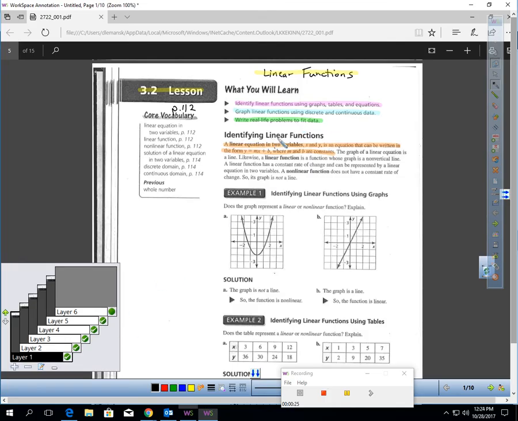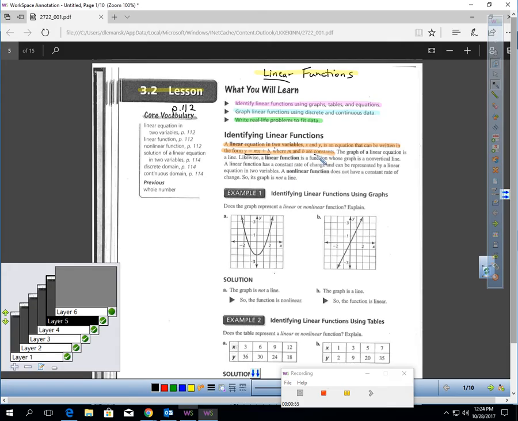So let's talk about a linear function. You might remember the last lesson was just on functions. This lesson is specifically on linear functions. So we need to know, what does linear mean? A linear equation in two variables, x and y, is an equation that can be written in this form, y equals mx plus b. Some of you might recognize that form already, where m and b are constants.